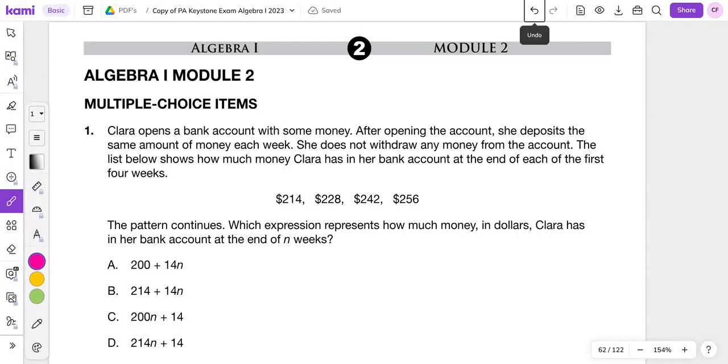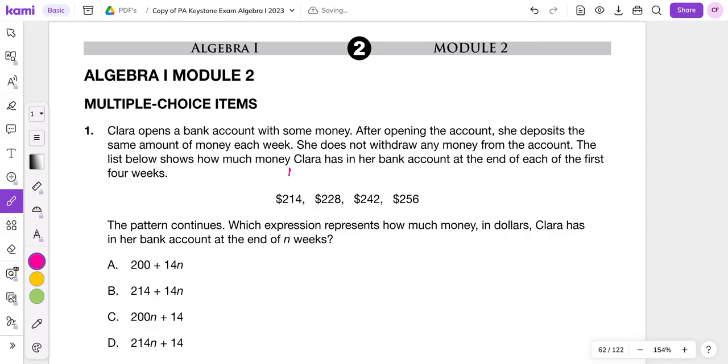Claire opens a bank account with some money. After opening the account, she deposits the same amount of money each week. She does not withdraw any money from the account. The list below shows how much money Claire has in her bank account at the end of each of the first 4 weeks. So week 1 here, we'll need that later.